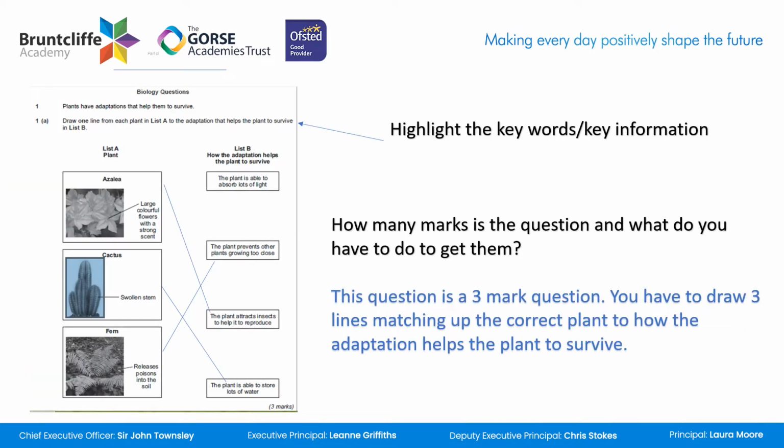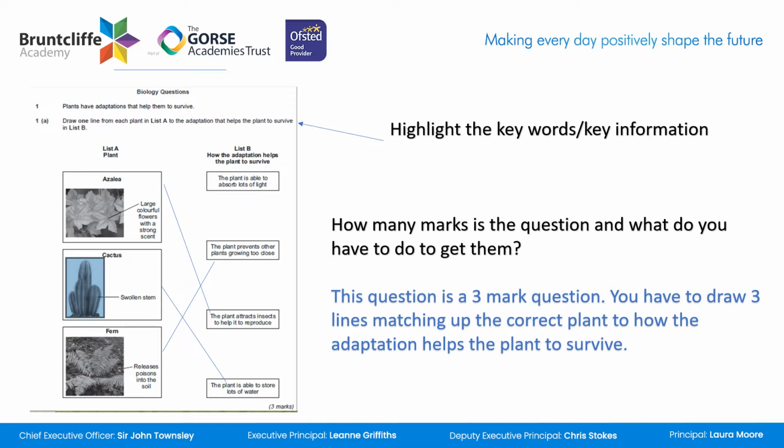This is quite a common question where you are given a list on the left-hand side and a list on the right-hand side, and you have to connect them up. In the question itself, a key point would be to highlight the keywords or information that you are trying to get. The next thing to look at is how many marks this question is worth and what you have to do to get them.